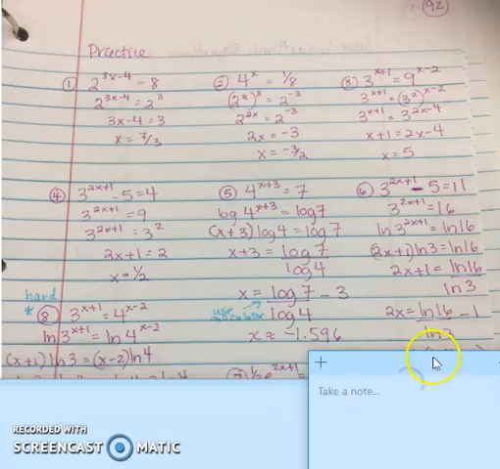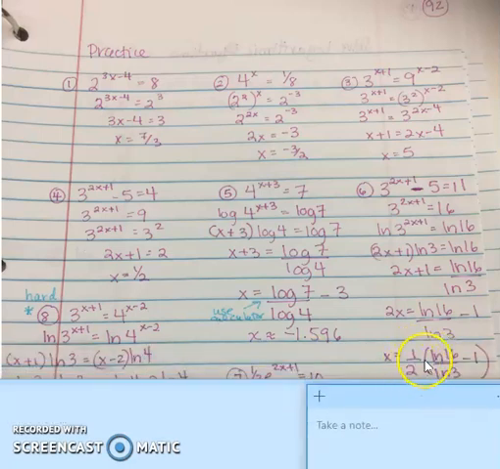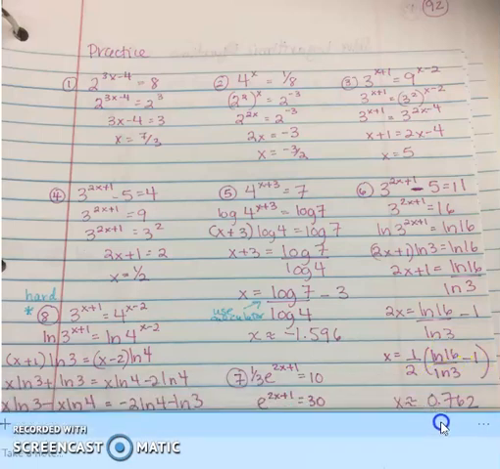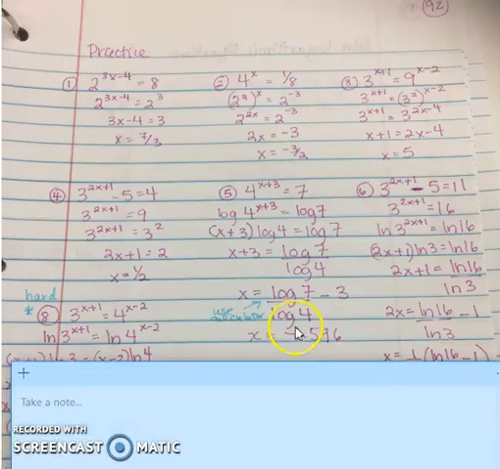And so when I do that, my final answer is x equals 1/2, parentheses, natural log of 16 divided by natural log of 3 minus 1, and all this in parentheses. And then at this point, you could again use your calculator. And when you do that, you get 0.762 approximately. Now, example 5, I actually had the calculator answer to this. It was negative 1.596.